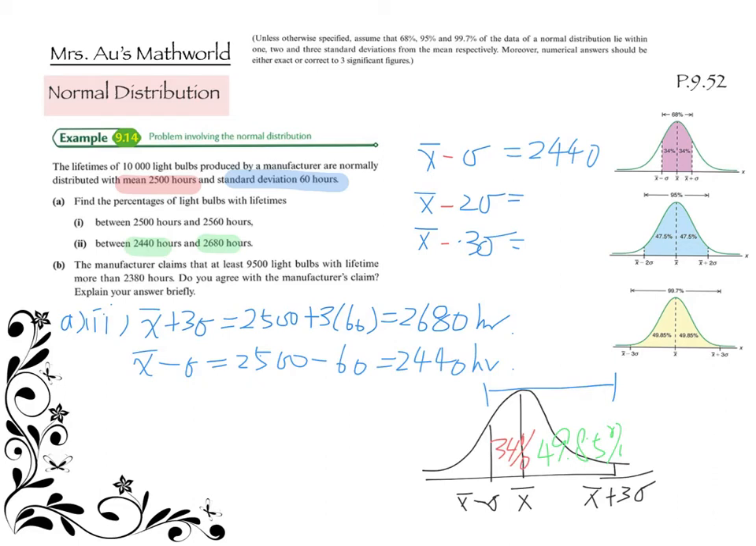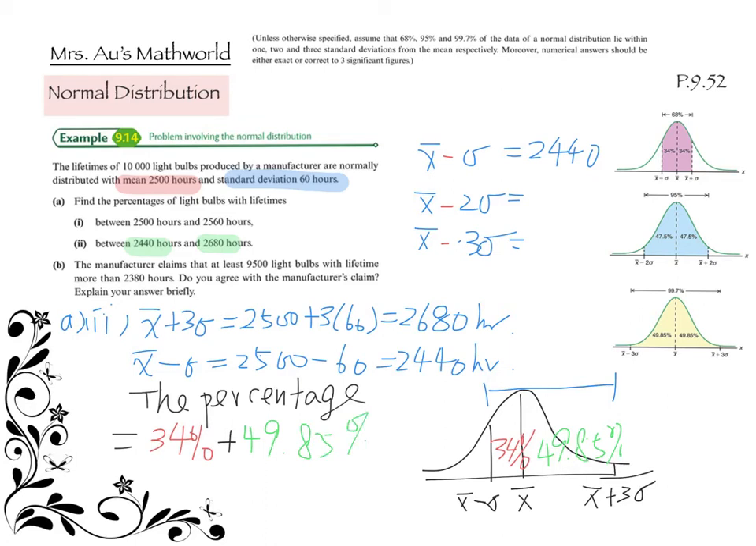Therefore, the percentage is split into two parts. The first part is 34% between 1 SD on the left, and on the right, between x bar and 3 SD, you get 49.85%. Then you can add them together to get the answer. And here is the result.